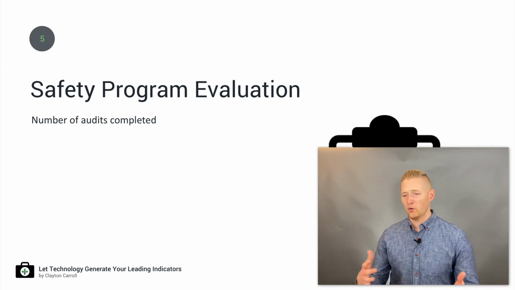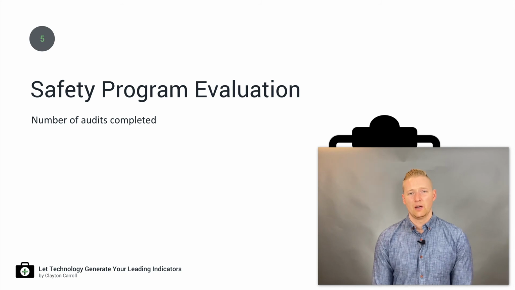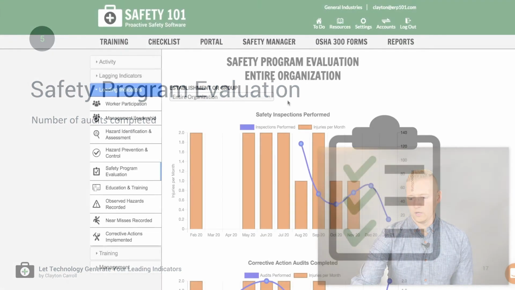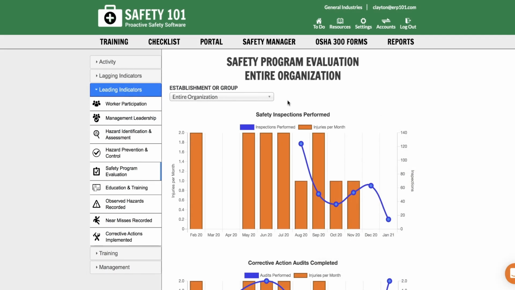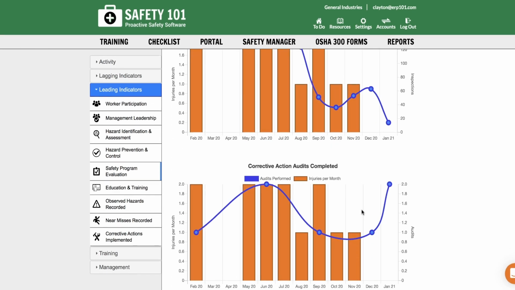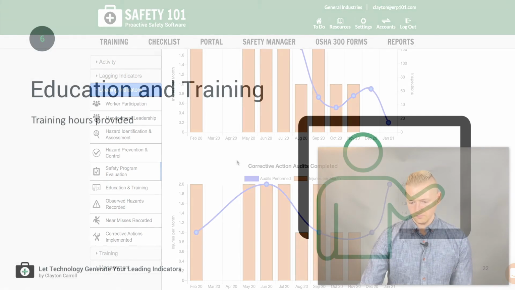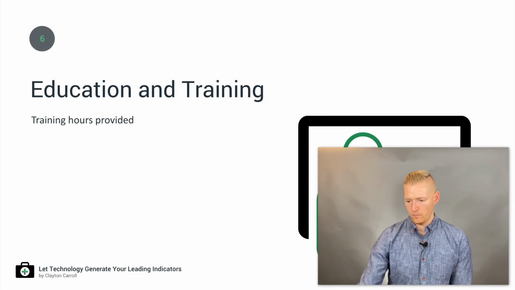But also just going through and looking at things is incredibly helpful. So let's look at what a report would look like. You could have a leading indicator of number of safety inspections performed, inspections versus injuries per month. Additionally, if you're auditing corrective actions taken at your organization, you could have the number of corrective action audits performed versus number of injuries. You can compare and contrast those two. All right, so let's go to the next one.